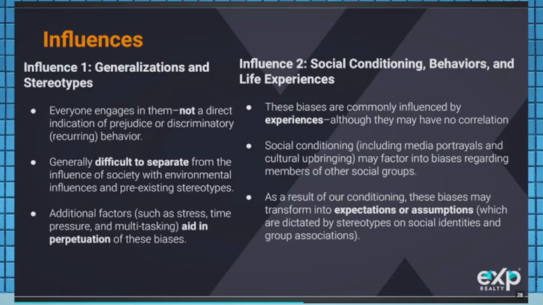Influence 2 is social conditioning, behaviors, and life experiences. These biases are commonly influenced by experiences, although they may have no correlation. That is to say that I think about a certain type of person in a certain type of way because someone like that did something to me before in my life. But those people don't have anything to do with that person who did that to you, right? Social conditioning, including media portrayals and cultural upbringing, may factor into biases regarding members of other social groups.